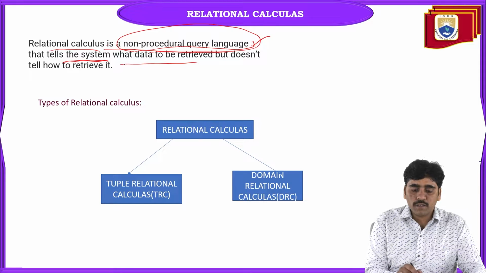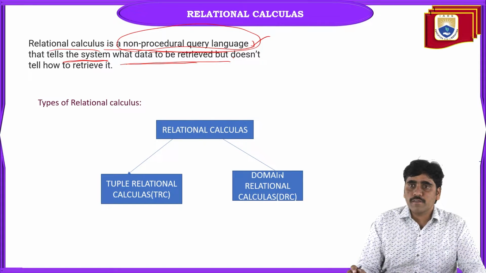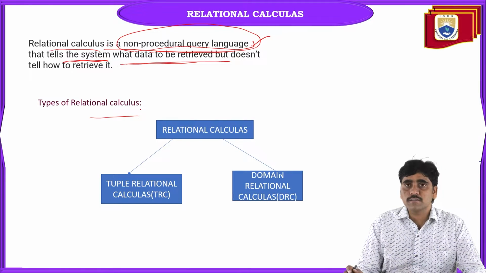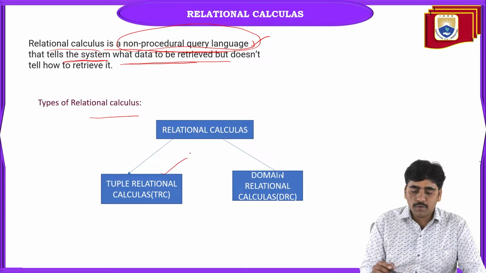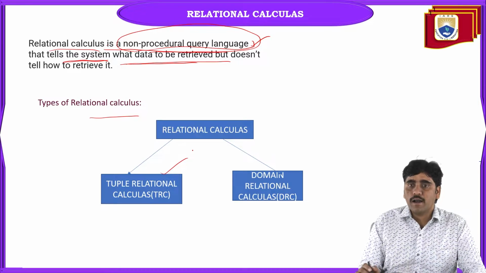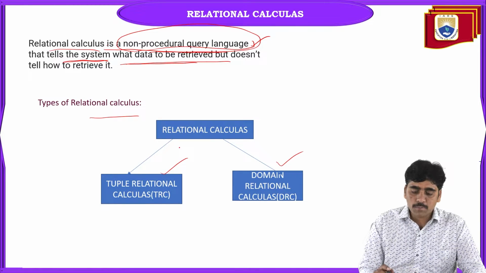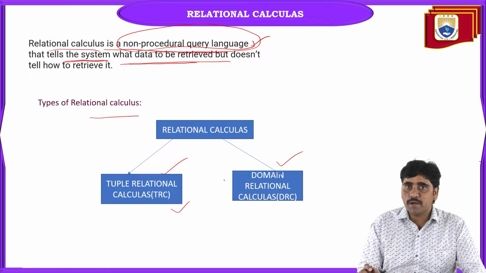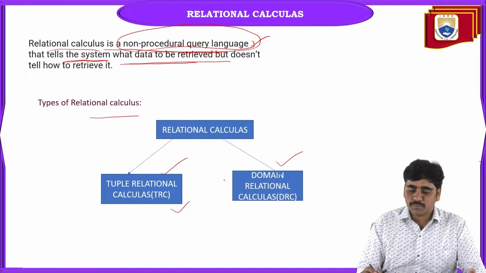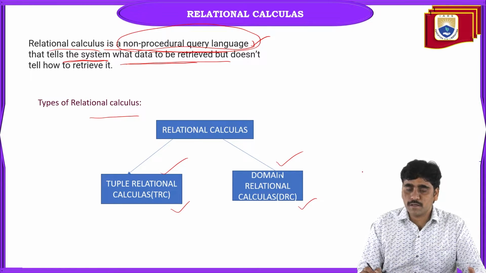Now we look at relational calculus. There are two types of relational calculus. One is tuple relational calculus and the second one is domain relational calculus. So what is meant by tuple relational calculus and what is meant by domain relational calculus?